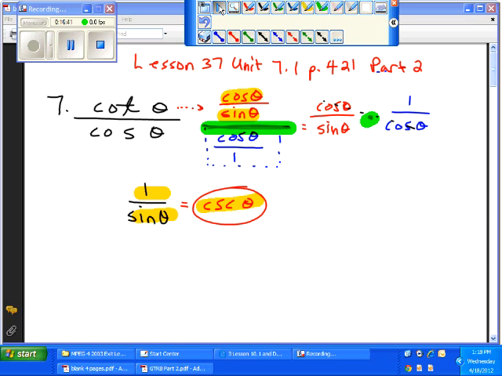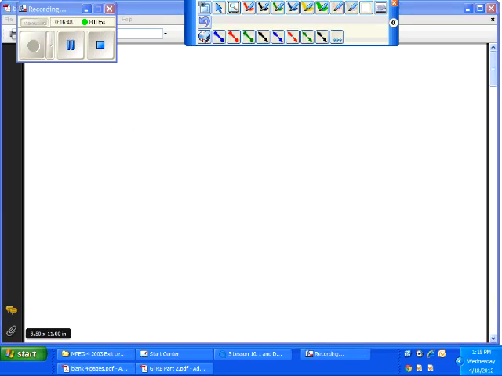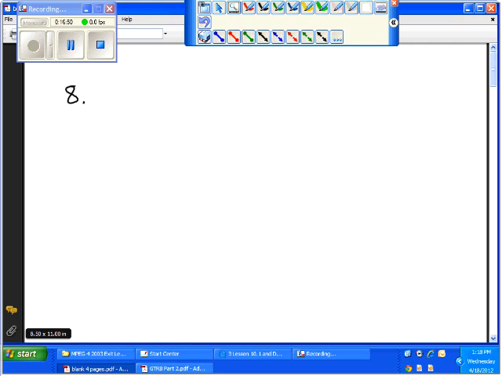All right. Now, I'm going to go ahead and do number 8, and then I'm just going to show you some tricks that are applied to nothing that you're going to apply to something later. Okay? Okay, so let's look at number 8. Number 8, we had sine x plus cosine x quantity squared plus sine x minus cosine x quantity squared.